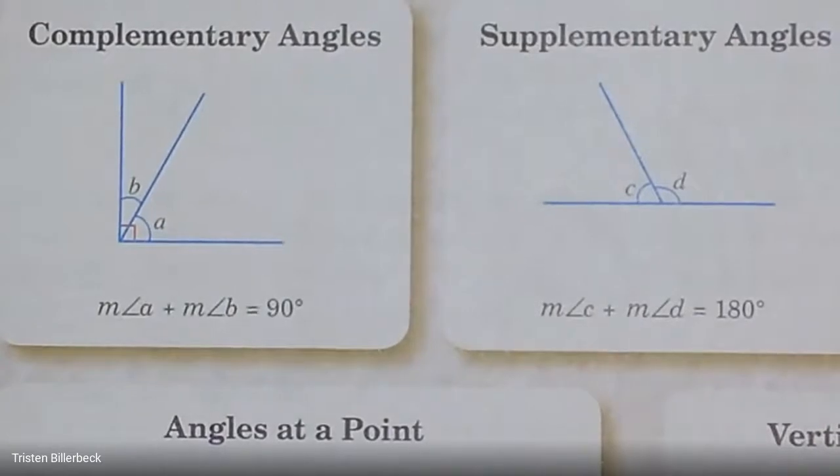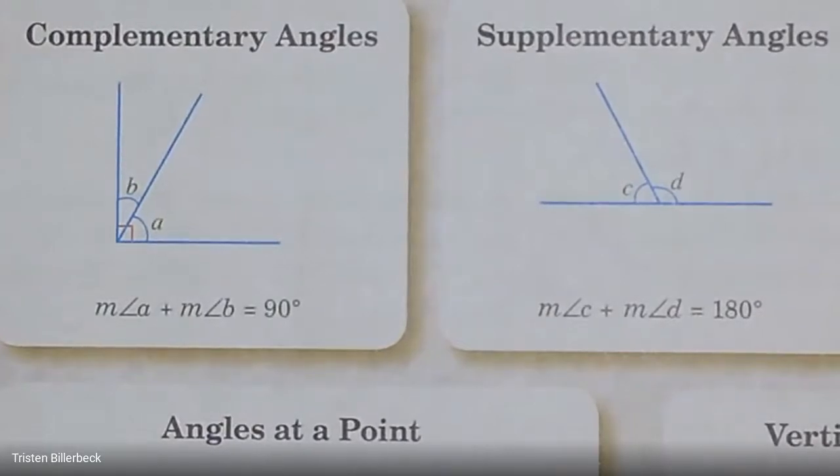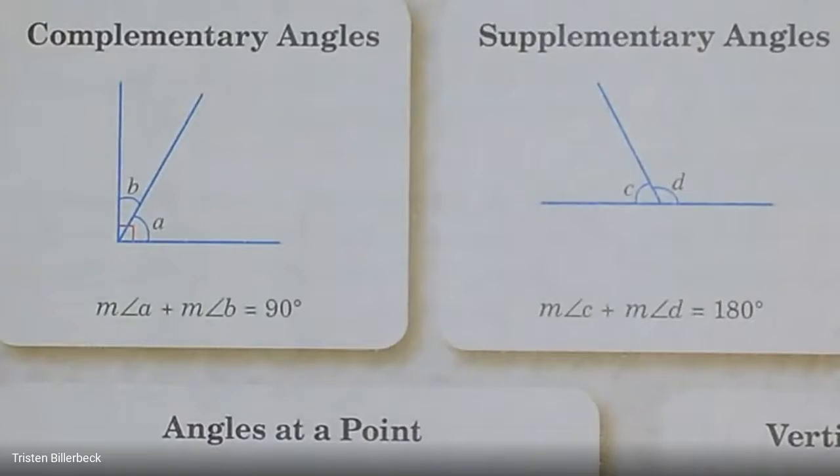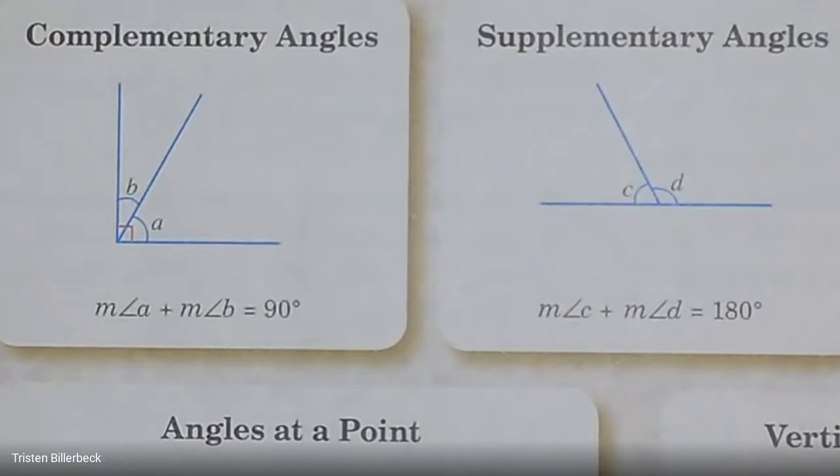Adjacent angles on a straight line would all add up to 180 degrees. So in this case, with angle A, angle B, and angle C, we have the measure of angle A plus the measure of angle B plus the measure of angle C equals 180 degrees.